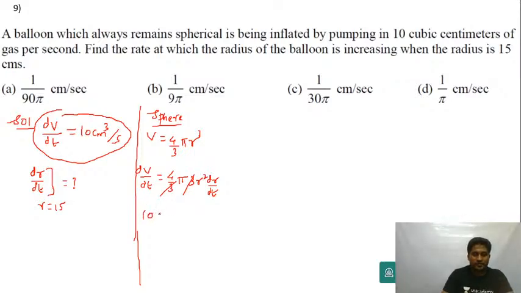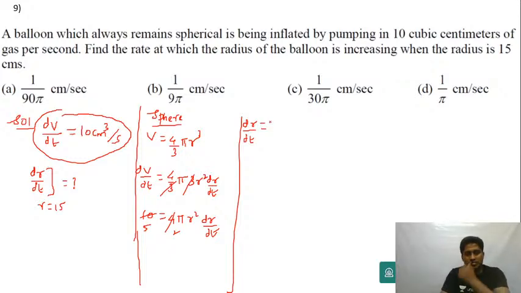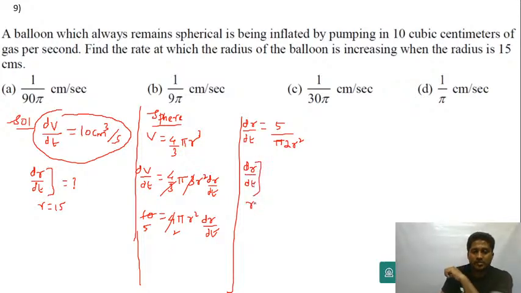10 is equal to 4 pi r square into dr by dt. This will cancel, 2 and 5. So dr by dt is equal to 5 divided by 2 pi r square. Yes, 5 upon 2 pi r square. Now dr by dt when r is equal to 15.